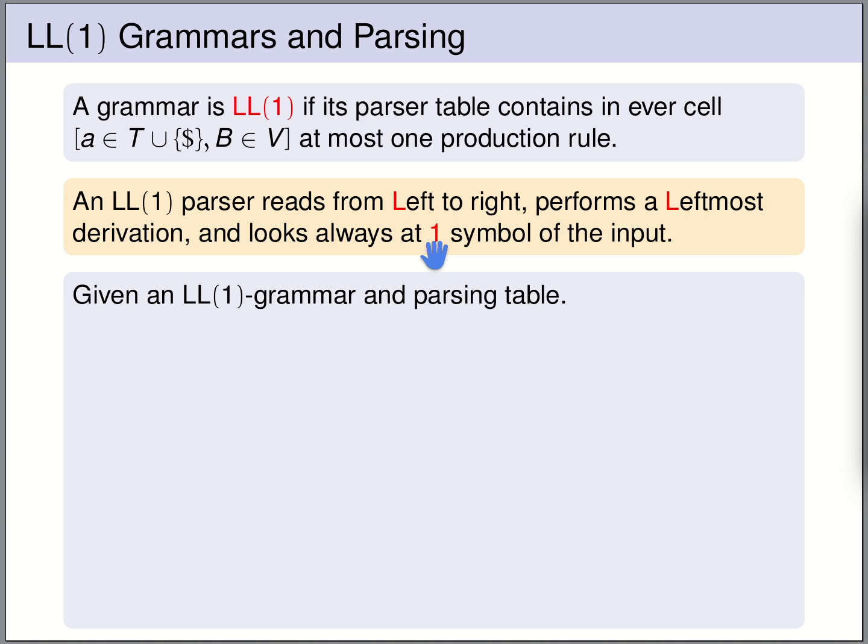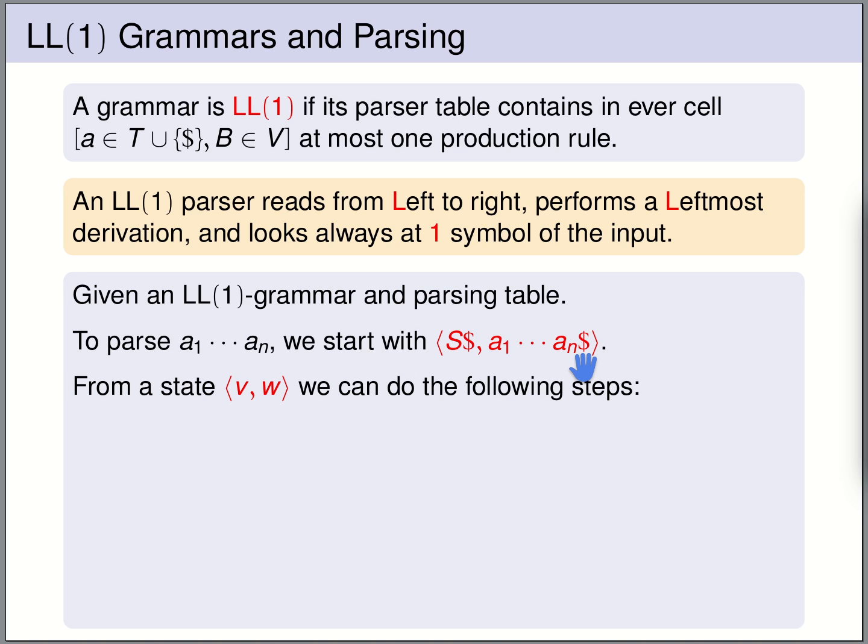Let's see how this works. So we have given an LL1 grammar, we've constructed our parser table, and now we want to parse an input word A1 up to AN. So we start with the pair consisting of S dollar and our input word followed by dollar. So you can understand this as follows. We want to derive from S the input word A1 up to AN.